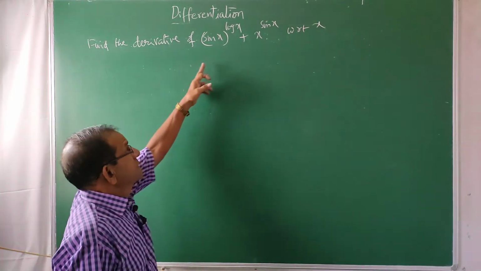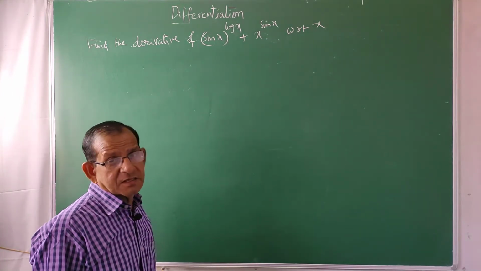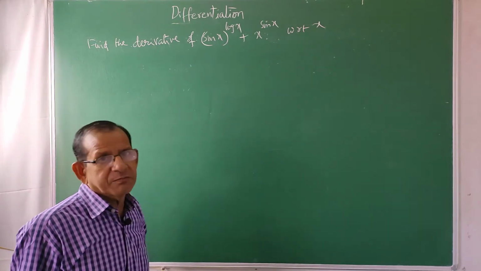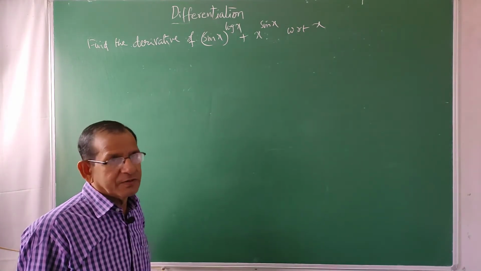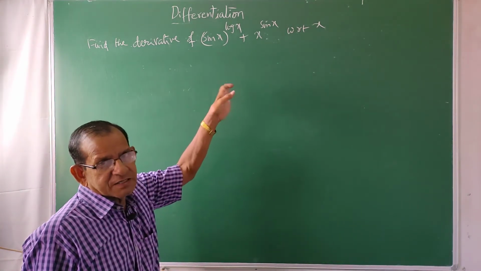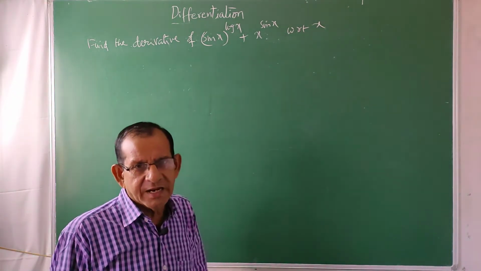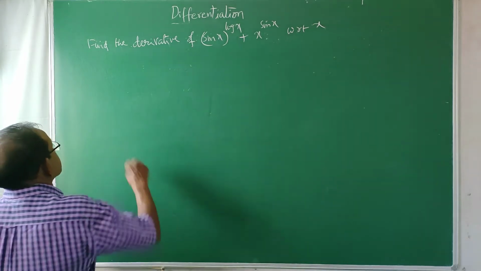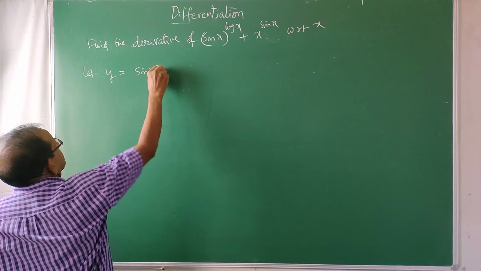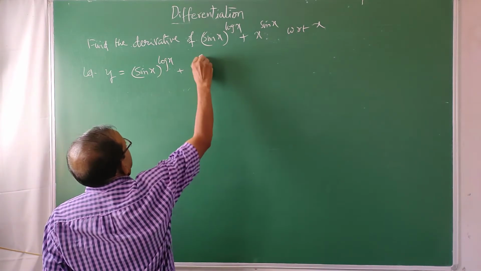Now, the given function is in the form of sin x power log x plus x power sin x. If two terms are given like this with variable in the power, then we cannot do the differentiation directly. So, I have to take each term separately as u and v, find out du by dx and dv by dx separately, then add them. So, let y is equal to sin x power log x plus x power sin x.